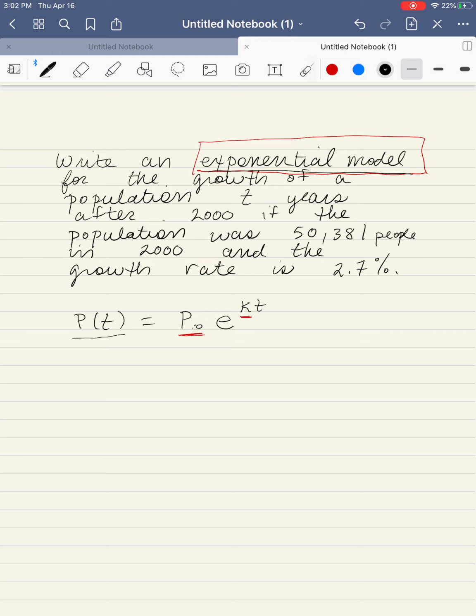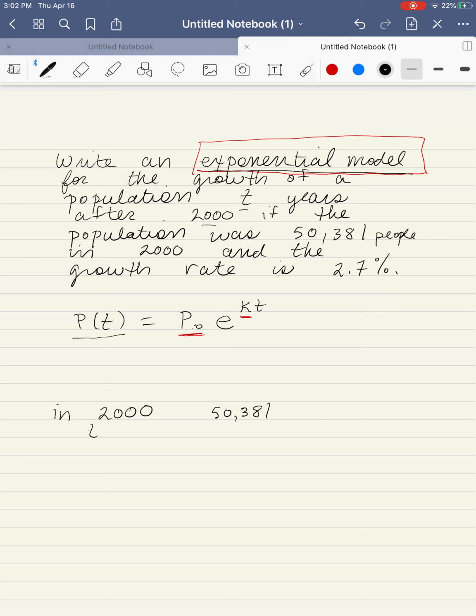Remember what P sub 0 means. It means the amount at time 0. If we look back in our problem, we see that in the year 2000, the population was 50,381.